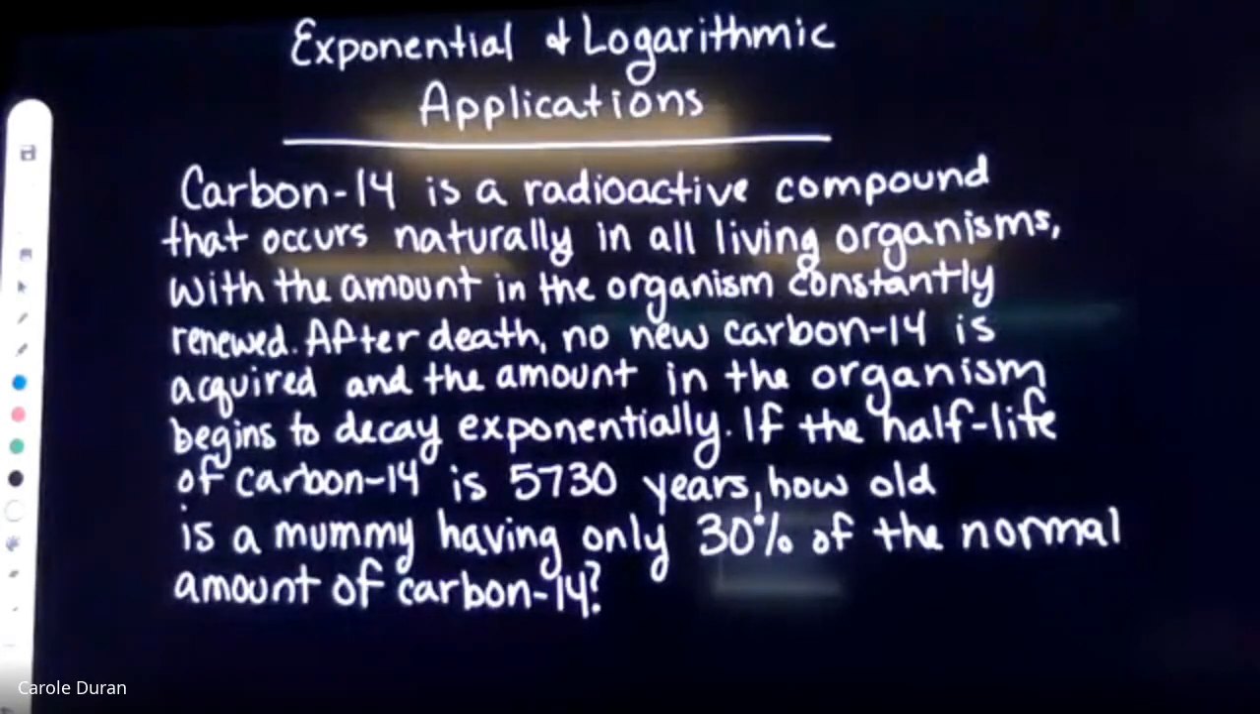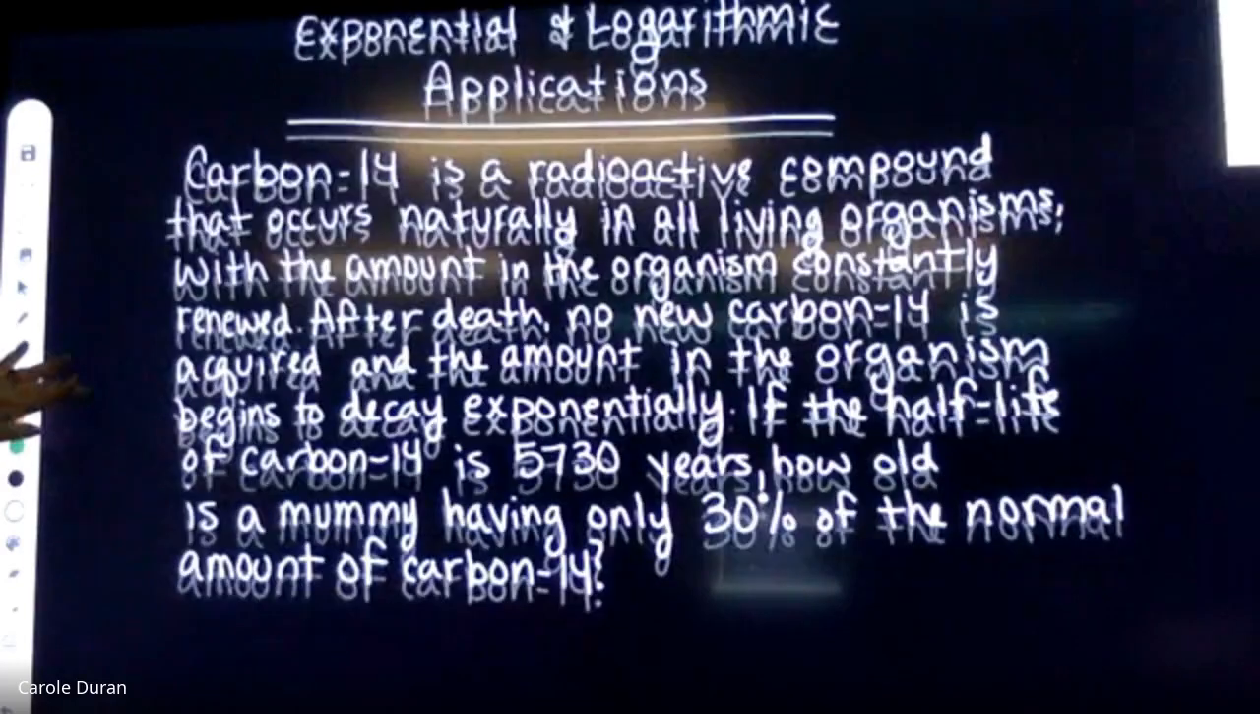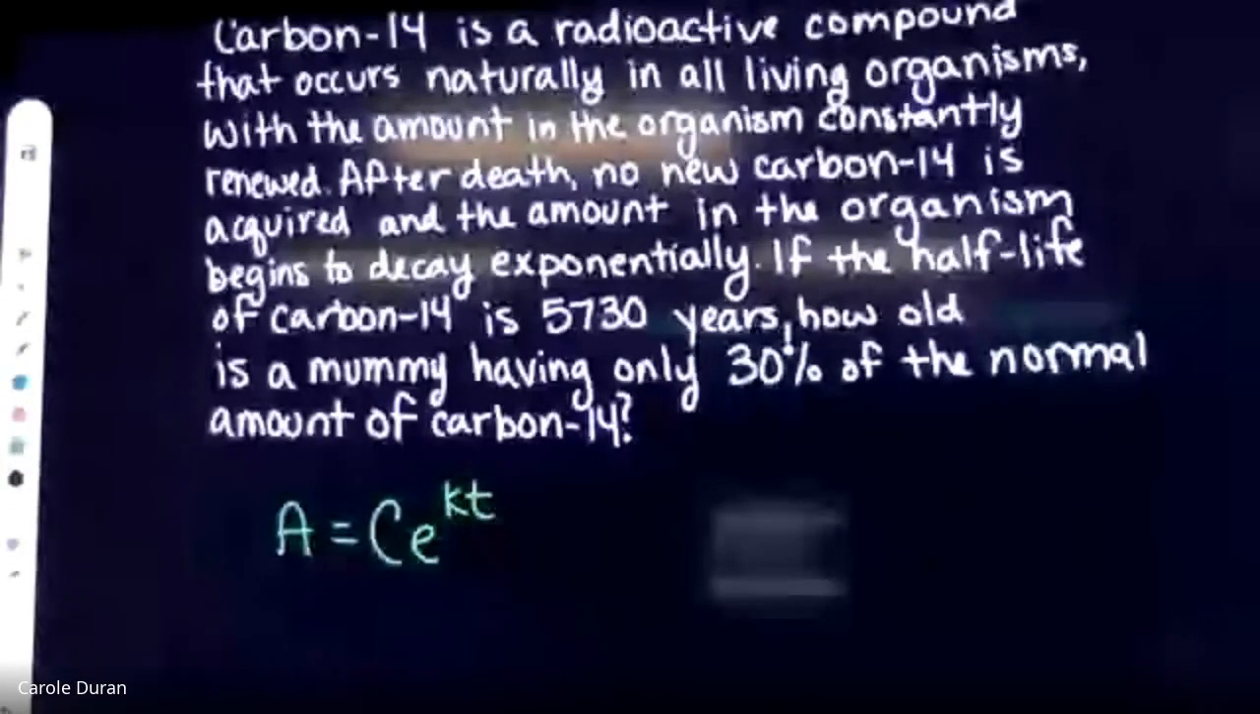Okay, so what you have to know when you are given an exponential growth or decay kind of equation is that they all follow the same formula. And that formula is A equals C e to the KT. They all will follow this. In this, these variables all mean something different.